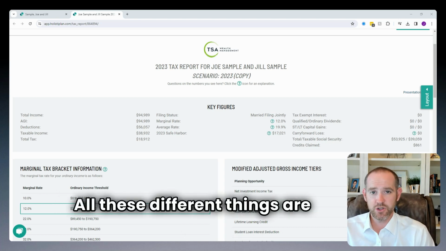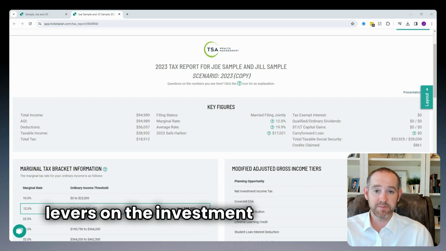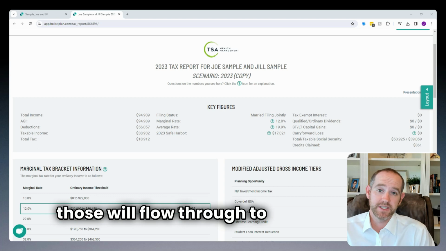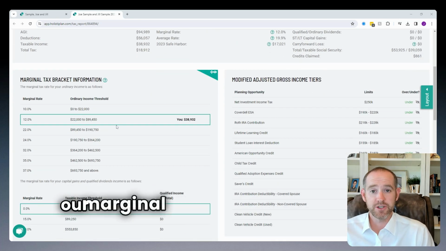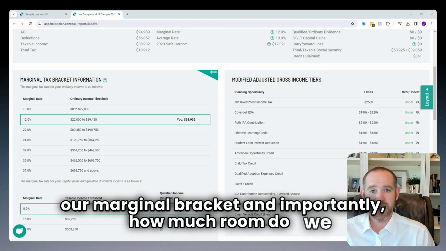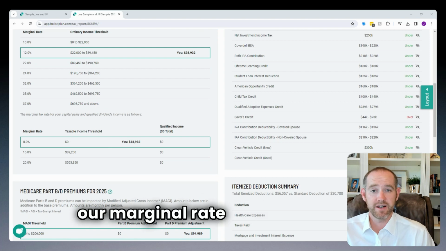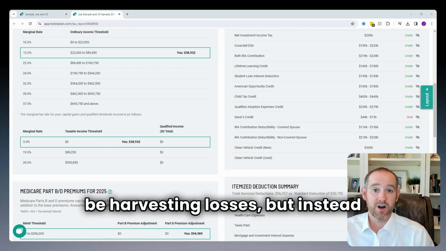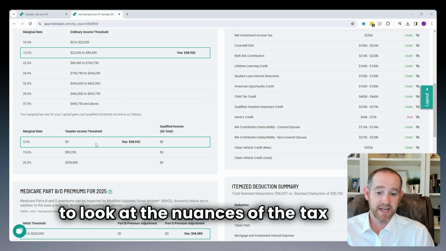All these different things are hugely important when we're doing financial planning because as we pull levers on the investment side of things, we need to make sure that we understand how those will flow through to the tax return. So for example, this report shows us what our marginal bracket is and, importantly, how much room we have till we get to the next one. And it'll also show us what our marginal rate on capital gains is. Importantly, if we're in the 0% capital gains rate, we may not want to be harvesting losses, but instead harvesting gains. The only way for us to know that is to look at the nuances of the tax return.